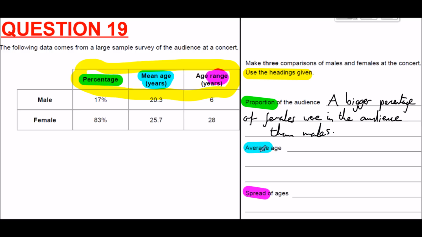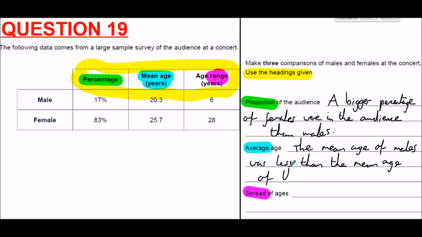Average age. Average here is going to relate to the mean. So the mean age of males was less than the mean age of the females in the audience.